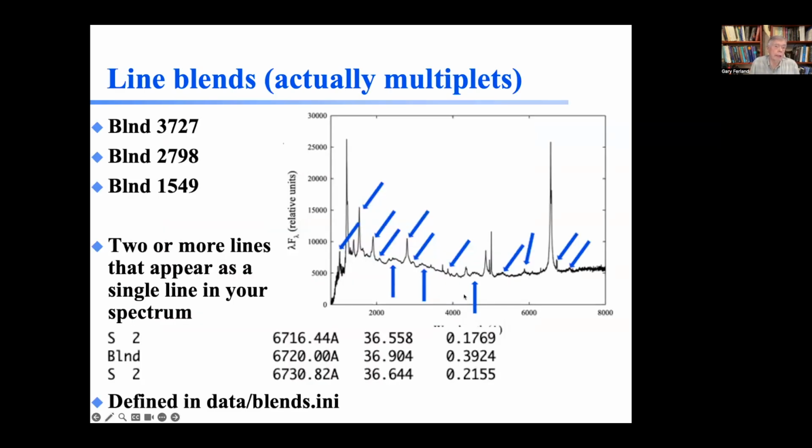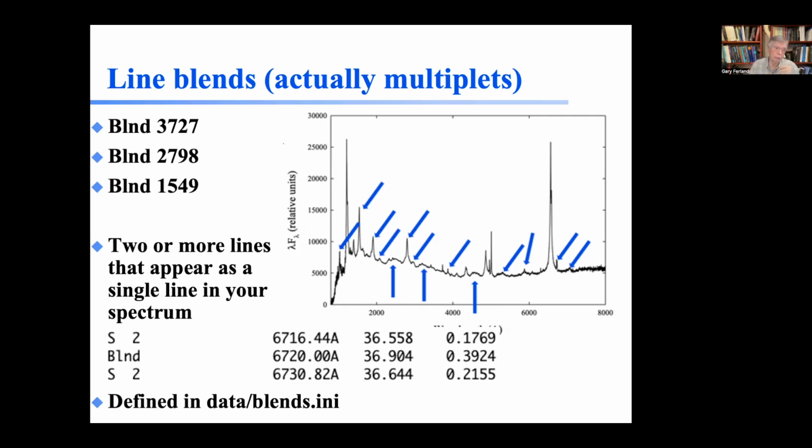Line blends are the last of the complications. This is a quasar spectrum, and it shows a number of strong spectral features, and almost every single one of them is a multiplet of lines and not a single line. What that means is there are two or more lines. In some cases, they're very close to each other. And if the telescope does not have great resolution, or if there's internal Doppler broadening, the multiple lines will appear as one single line that's referred to as a blend. It's a blend of several lines.